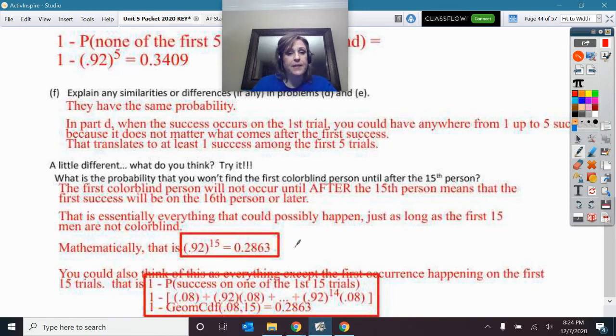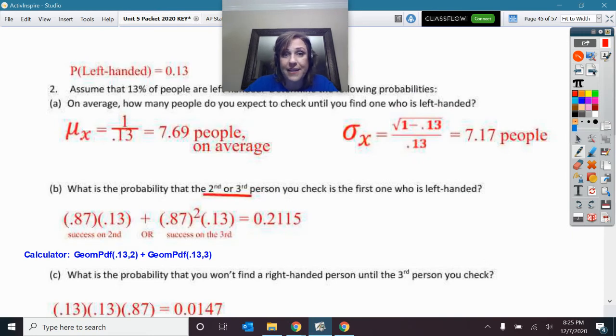And that's what that came out to be. Now, again, with the next lesson, you could also think of it as 1 minus a success on one of those first 15 trials. So 1 minus that geometric CDF of a success happening in those first 15. So people think of things in different ways, and both of these thought processes are acceptable.